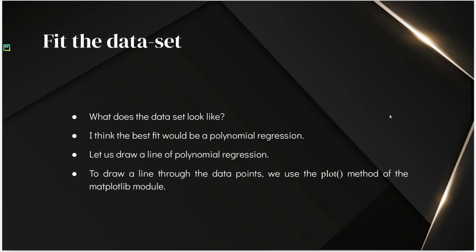Okay, now we talk about fitting the dataset, training the model. Like you just saw, the dataset looks good for a polynomial regression. It's not a straight line, but a polynomial regression would be able to fit these data points. Now to draw a line through the data points, we use a plot method from the matplotlib library for Python.